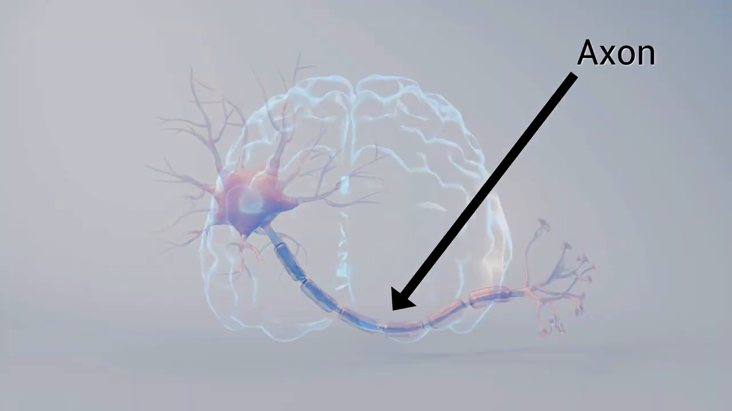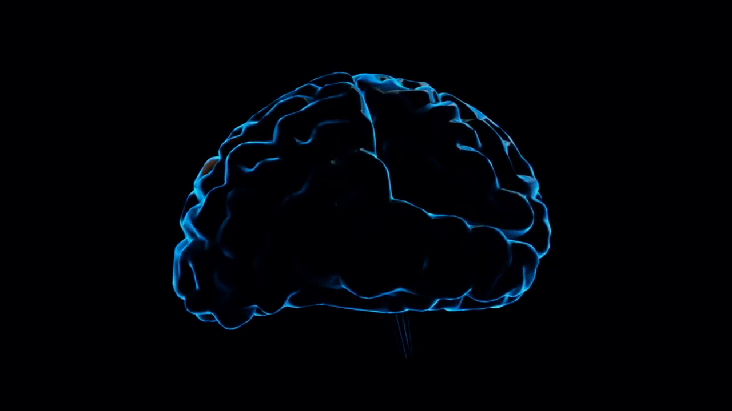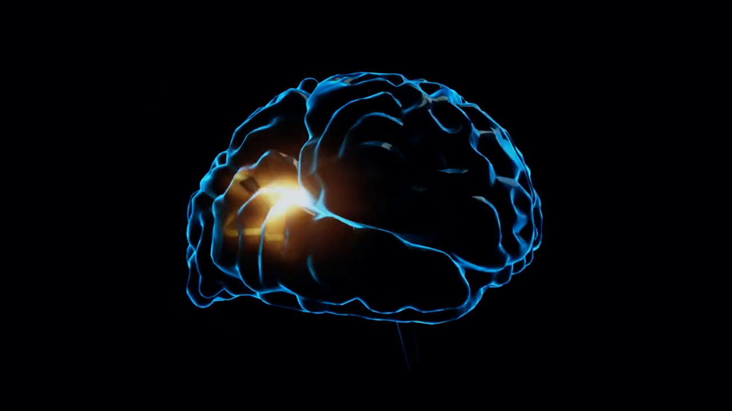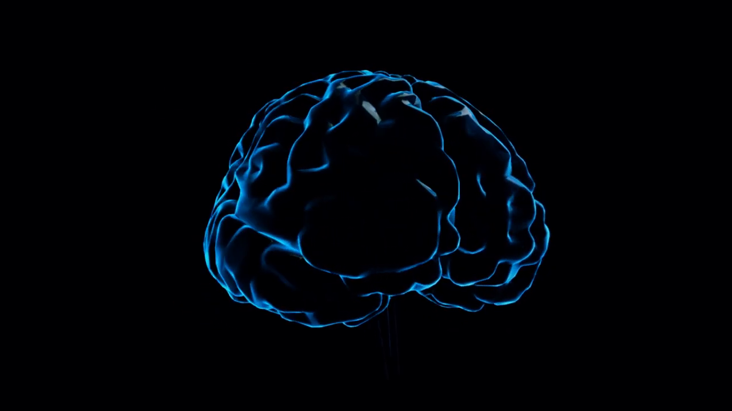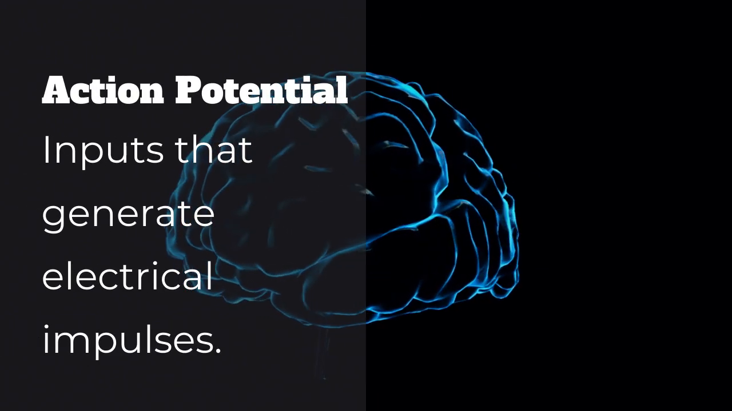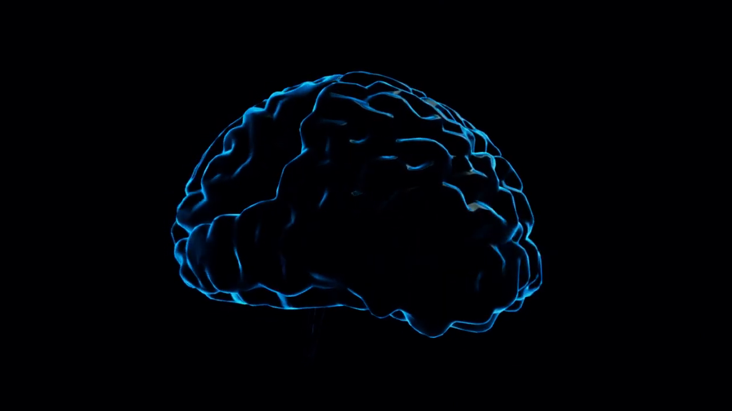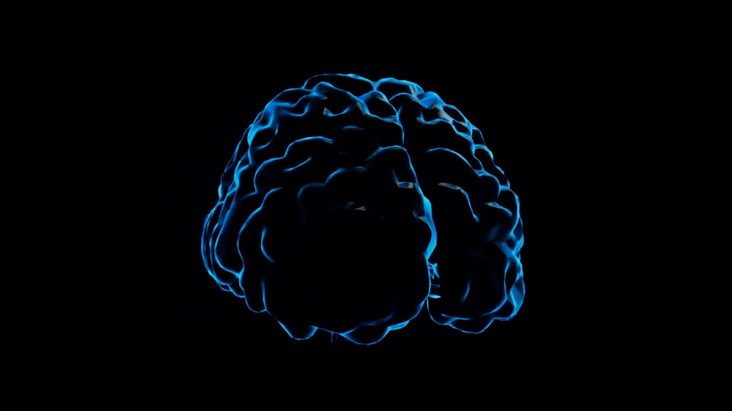Neurons communicate through electrical impulses and chemical signals. When a neuron receives enough input from other neurons, it generates an electrical impulse called an action potential. This action potential travels down the axon and causes a release of neurotransmitters, which then cross the synapse to the next neuron. Now, let's talk about computer neurons.